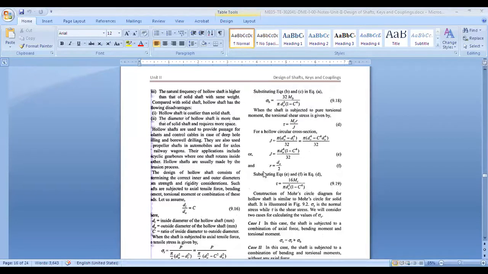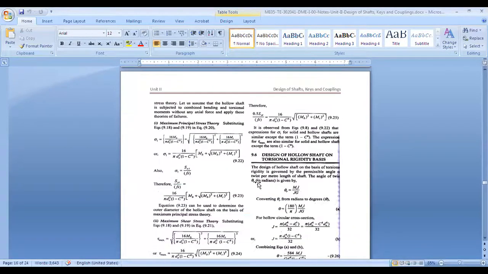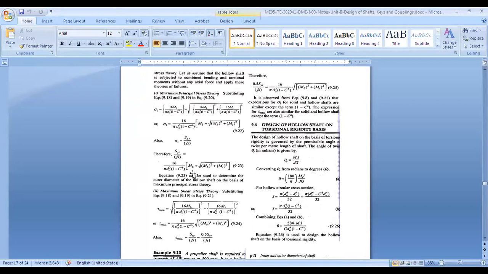And then for the shear stress because of the torsion, tau is equal to 16 MT upon pi d cube. Generally we use this for the normal procedure. Here we'll use 16 MT upon pi do cube into 1 minus c raised to 4. Now, if we combine those, we use the maximum shear stress theory or the maximum principal stress theory. For maximum principal stress, we use sigma 1, which is equal to 16 upon pi do cube into 1 minus c raised to 4 into bracket MB plus root of MB square plus MT square.